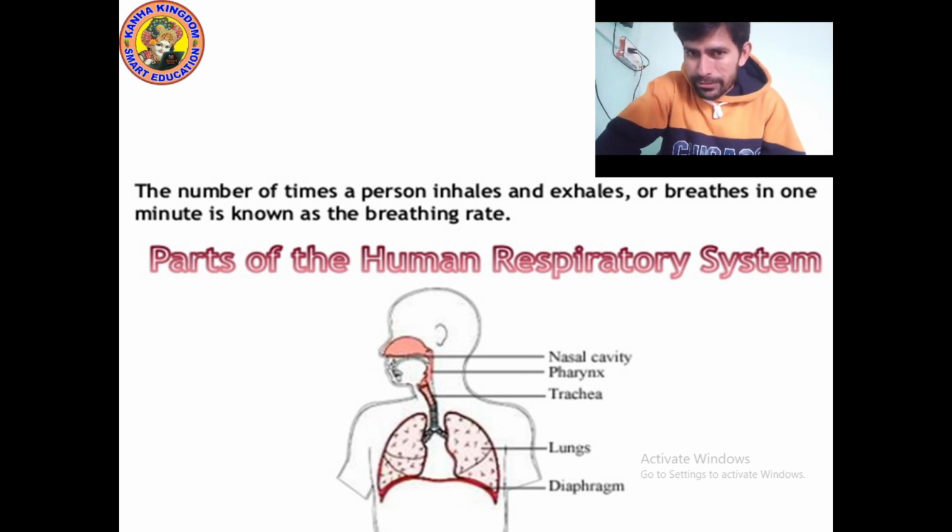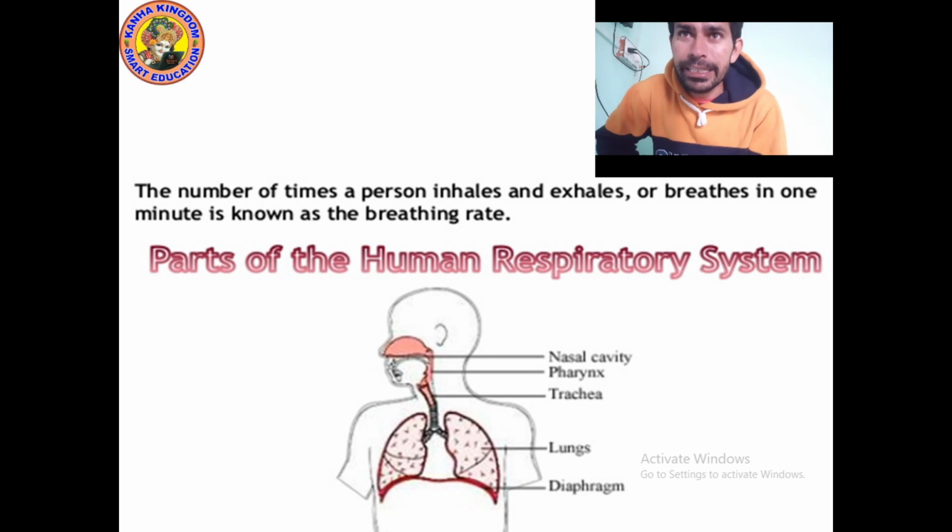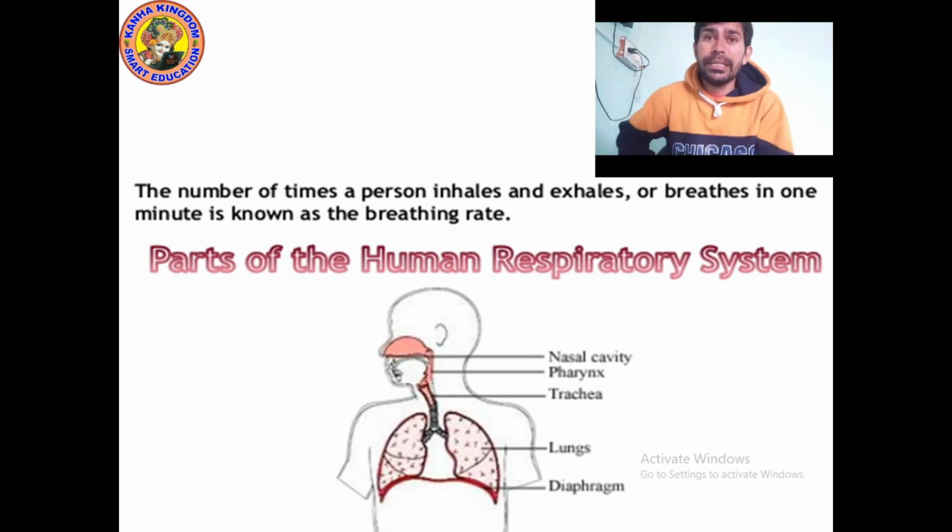The first part is the nasal cavity, or you can say simply the nose. Then the windpipe, W for windpipe. The windpipe is also known as the trachea. Check out the spelling of trachea: T-R-A-C-H-E-A. Just above the trachea, the larynx is present. The spelling of larynx is L-A-R-Y-N-X. The larynx is also known as the sound box. This is the bulged out part.